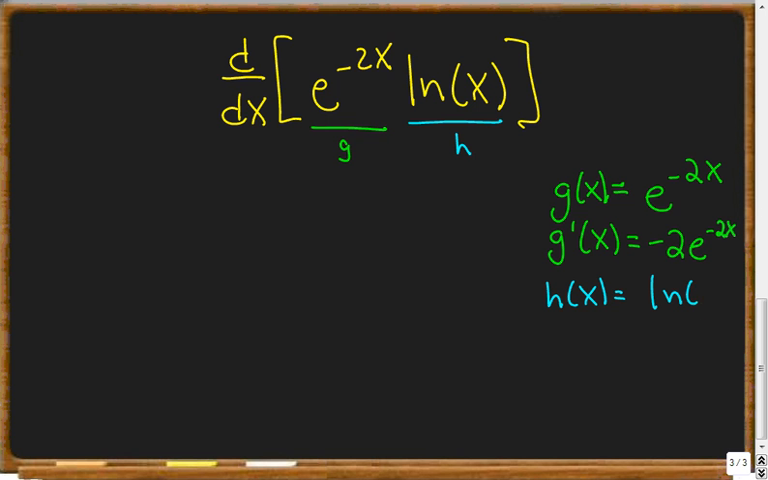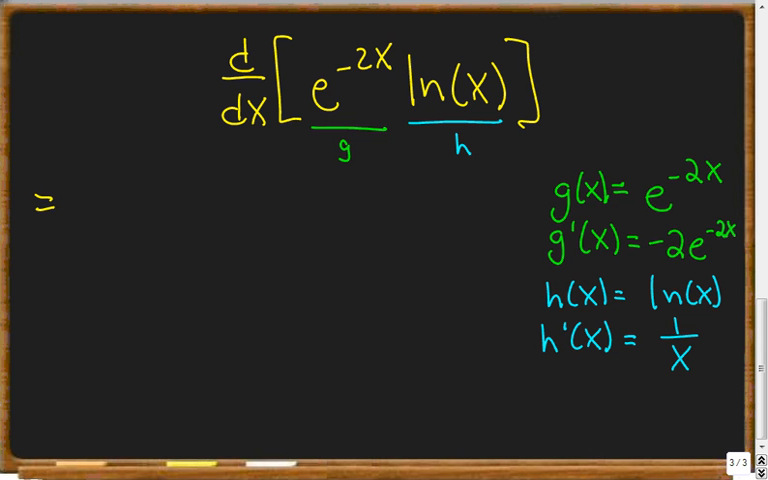When we move on to h of x, this is the natural log of x, and then we have h prime of x. This is another definition that you need to know. The derivative of the natural log of x is going to be 1 over x, which represents the derivative of x over itself. So now that we have everything mapped out, we can go ahead and do our product rule.